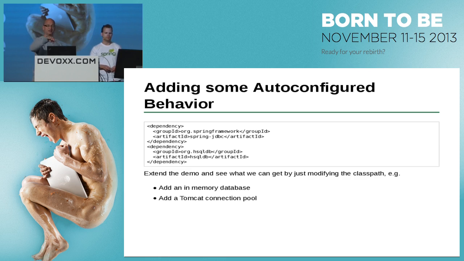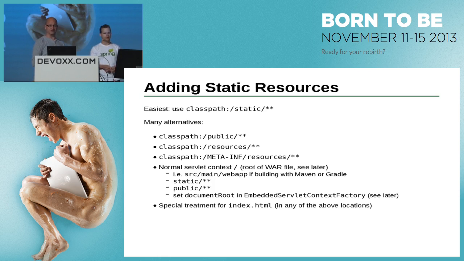Okay, so you saw this demo already. I added JDBC and HSQL. Actually, I used H2, didn't I? And then that will give you an in-memory database. It also gives you the Tomcat connection pool.